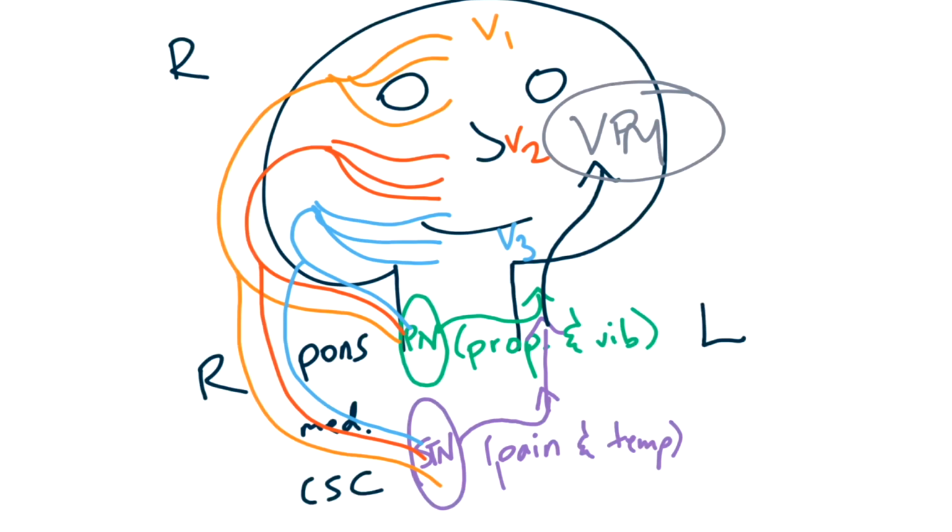Knowing that all sensory information from the trigeminal nerves synapses on the VPM is the most important part of this pathway. Finally, all the sensory information then travels to the primary sensory cortex, PSC.